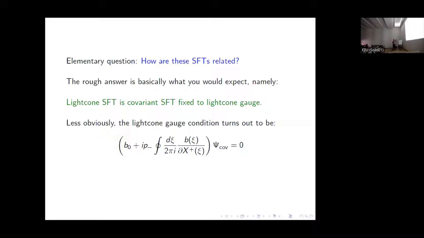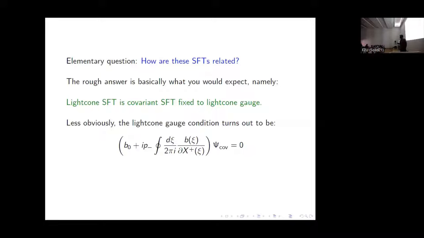For me, momenta always have lower indices. So the x plus has the p minus. Yes. So it's a series in inverse powers of p minus. And so that's what the gauge condition turns out to be.